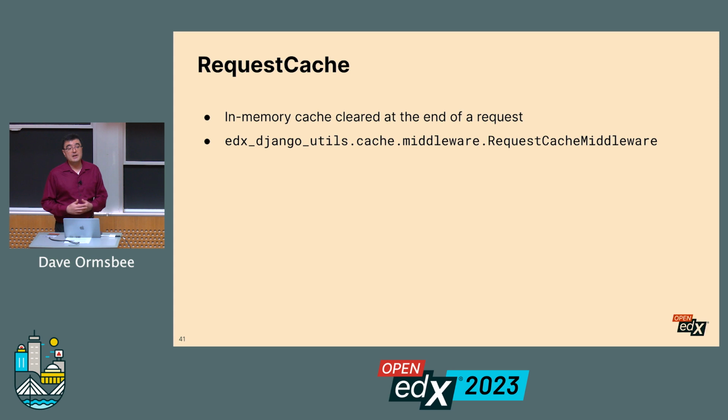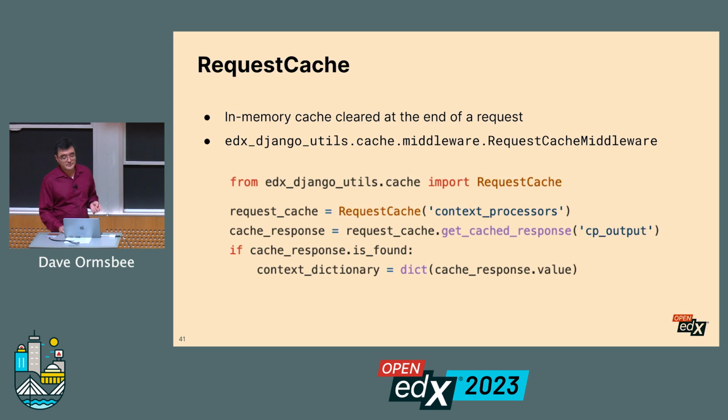So for this, we use request cache. I think it might have actually been developed for this use case. I'm not sure. But in any case, this is an in-memory cache that is cleared at the end of every request. And so to use this, you have to include this middleware. And this is the way they use it. So you declare a request cache, you give it a specific namespace, you say get cache response with your cache key, and then if it's found, you do something with the value attribute.